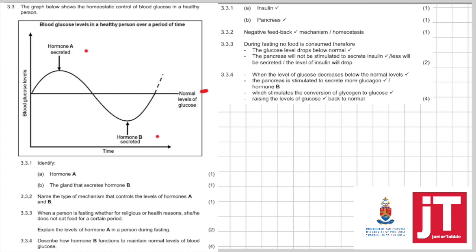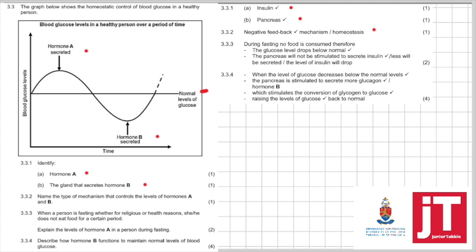3.3.1. Identify hormone A. What could hormone A be? When the blood glucose levels are high, hormone A is secreted. That's insulin. Identify the gland that secretes hormone B. Of course, it can only be the pancreas. 3.3.2. Name the type of mechanism that controls the levels of A and B. That's a negative feedback mechanism. Here they also accepted homeostasis.